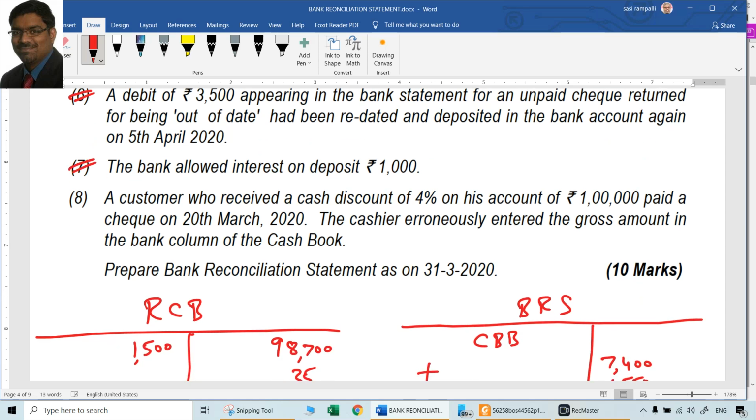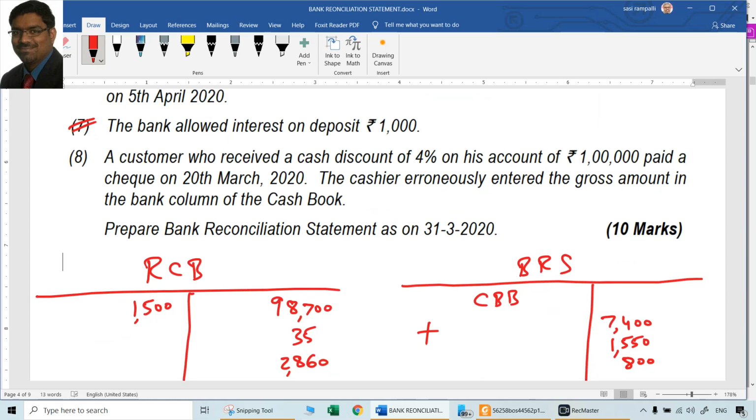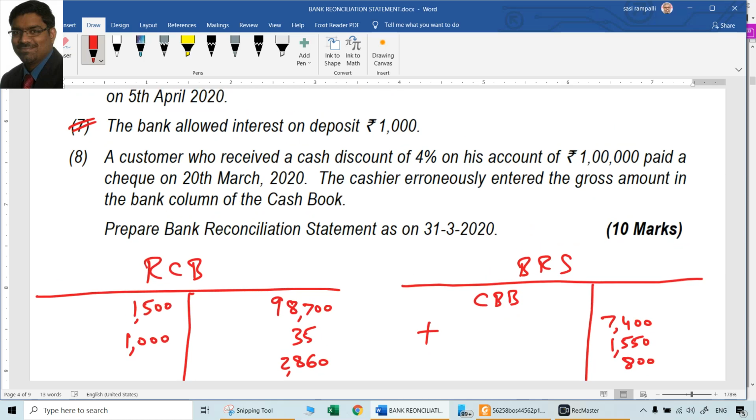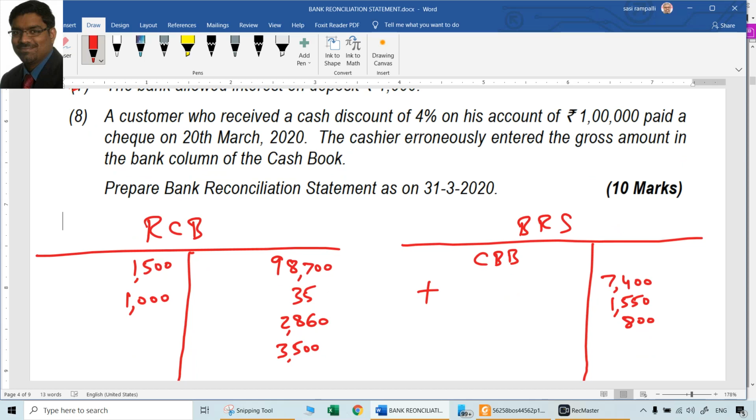Next. Bank allowed interest on deposit, which we might not have known. Now we know that. So definitely we can record it now. How much is that? 1,000 rupees interest on deposit. So we have to debit it now, which we did not do earlier.